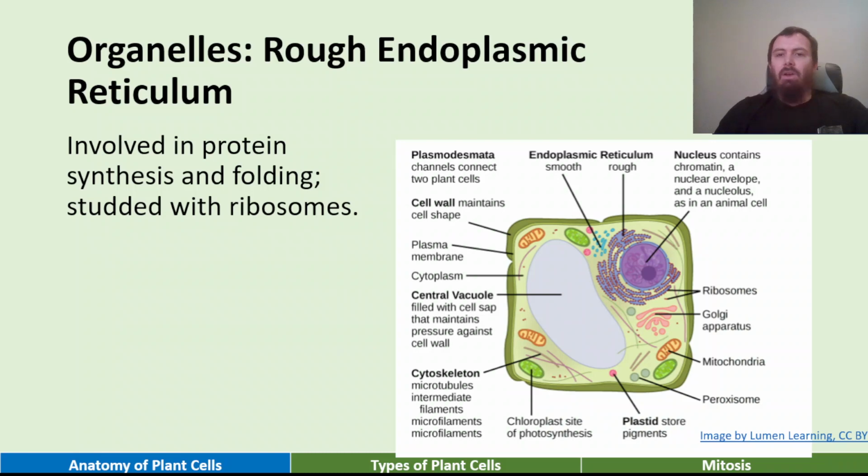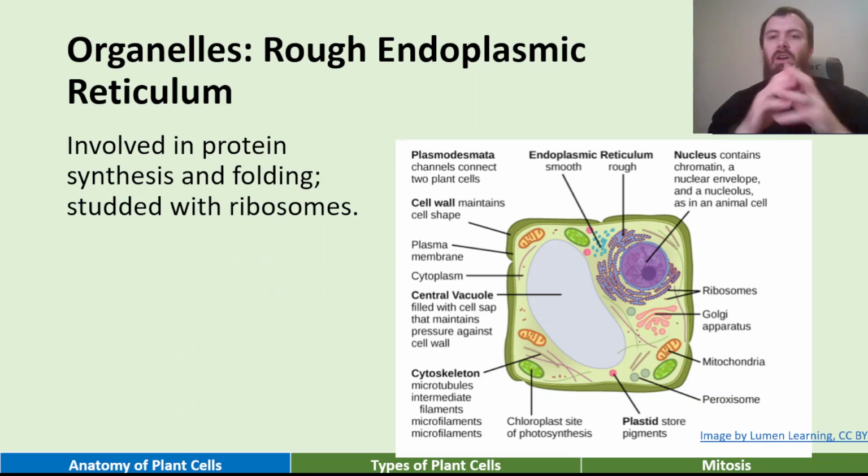Now, ribosomes are found in the cytoplasm or on the rough endoplasmic reticulum. That's why you can see the rough endoplasmic reticulum, or rough ER, looks studded. It has these little ribosomes attached to it. There's a reason for that. The rough ER is responsible for folding and manipulating the protein after the ribosomes make it.